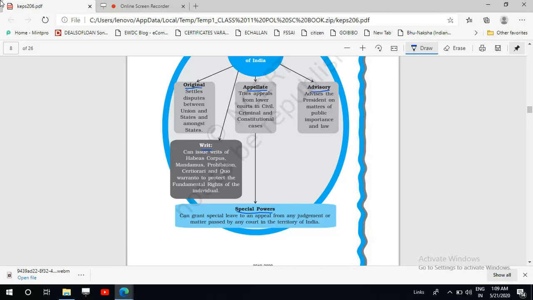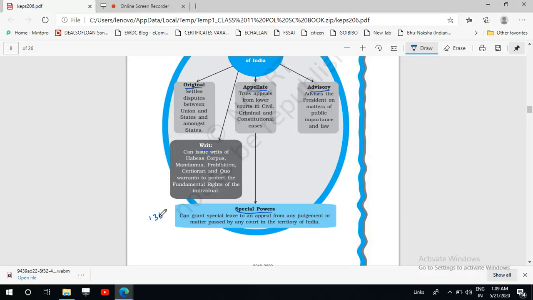So this is called a special power of the Supreme Court of India, and it is given in Article 136. Okay, now we will discuss the original jurisdiction of the Supreme Court of India. First of all, as I told you earlier also, what do we mean by original jurisdiction?